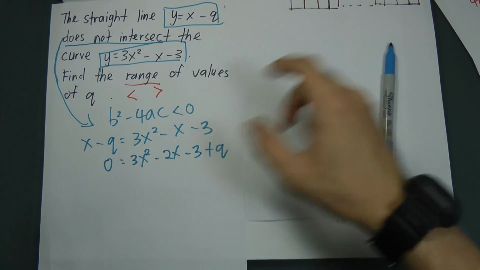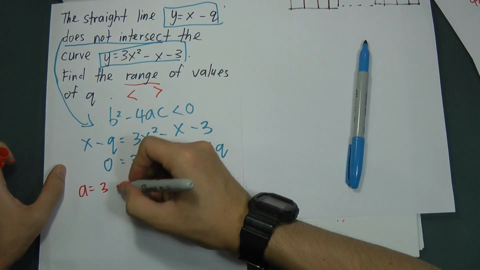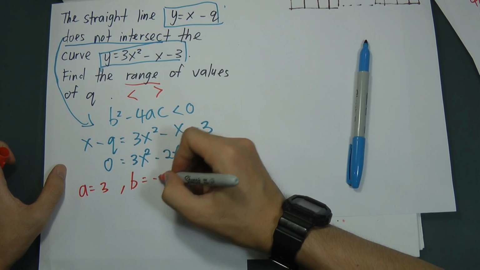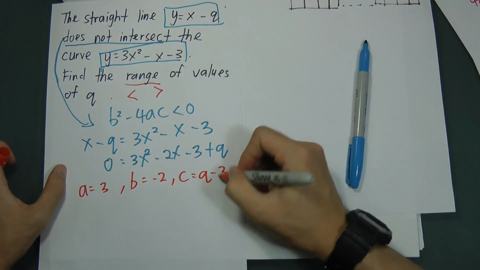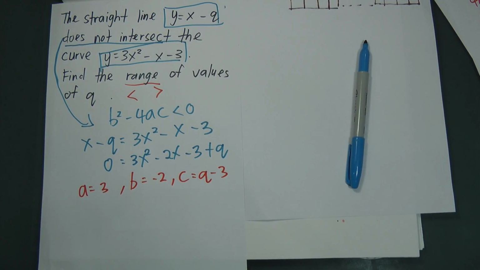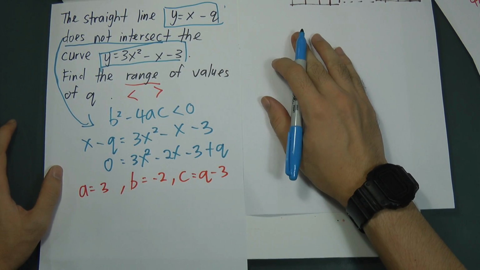Then I write out the a, b and c. So a in this case is 3. b in this case is negative 2. And c in this case will be q minus 3, or you can write minus 3 plus q. It's the same thing. If you have this, it will be very simple.